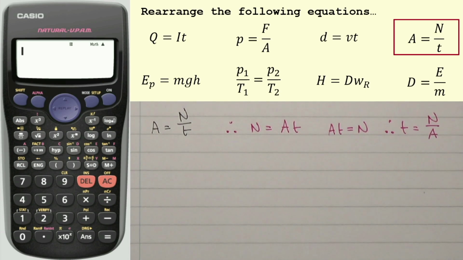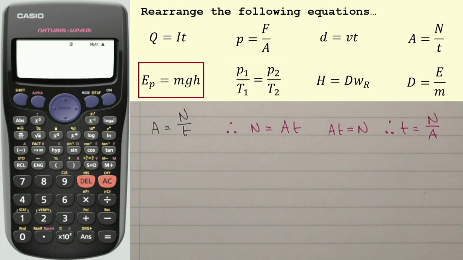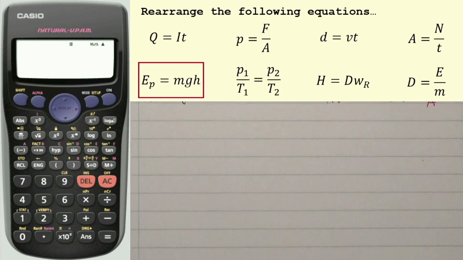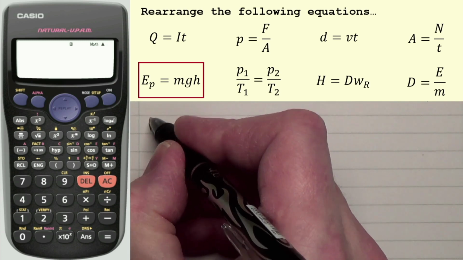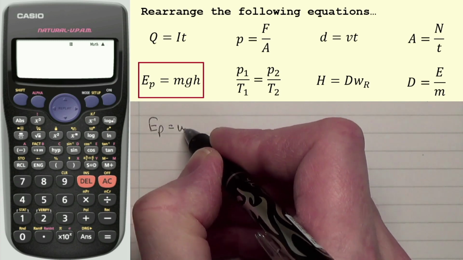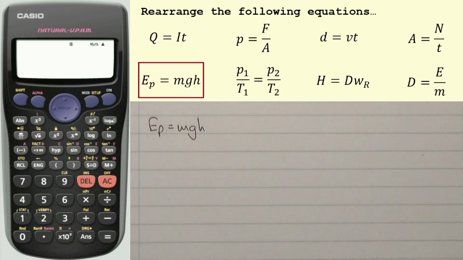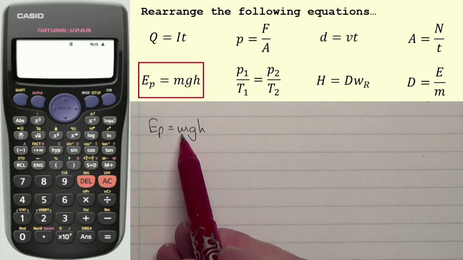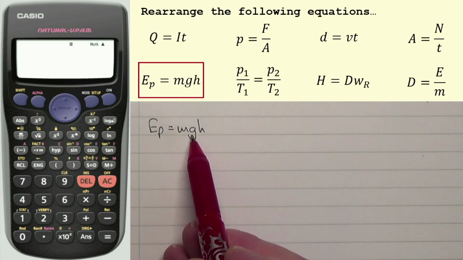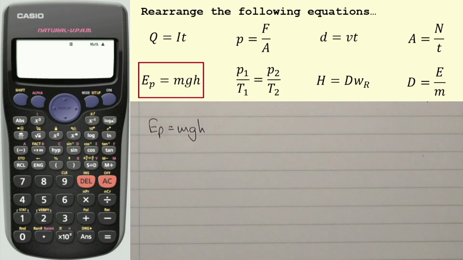Next equation. Now the next equation has 4 different terms in it, and this is the one for gravitational potential energy. If I can actually select the equation, there we go, that's it now. So the next equation is EP is equal to mgh. So what I'm going to ask you to do is to rearrange, first of all, to make m the subject of the equation, then g, then h. So pause your video now.